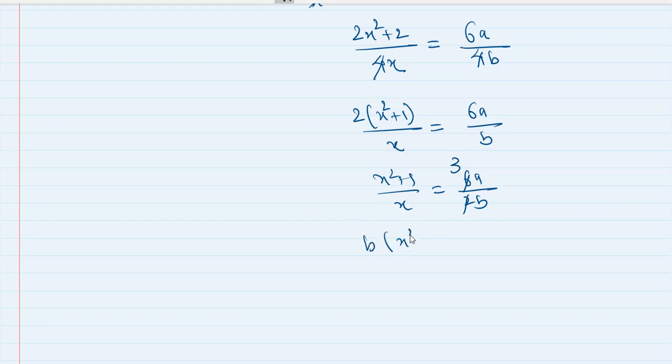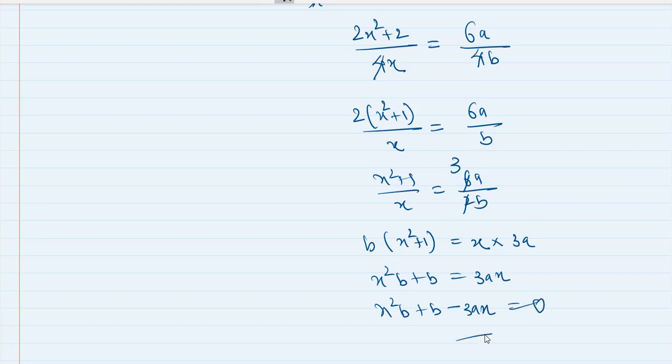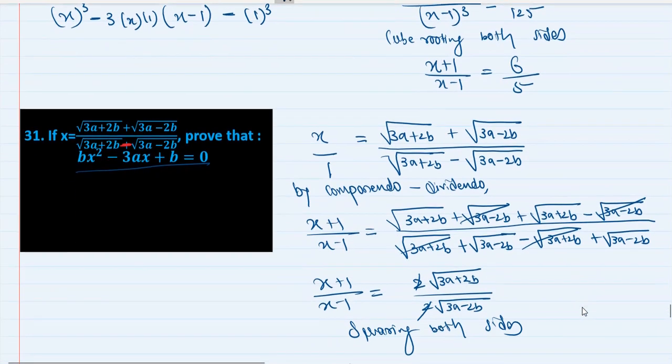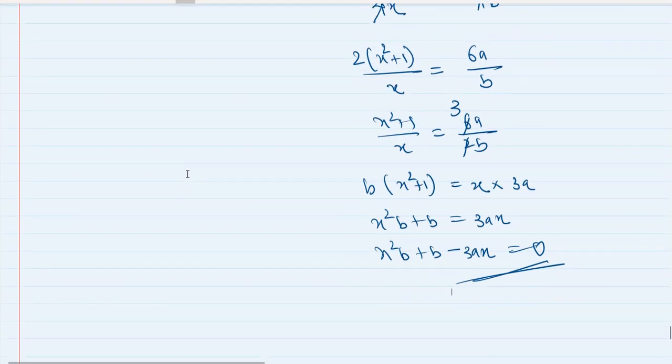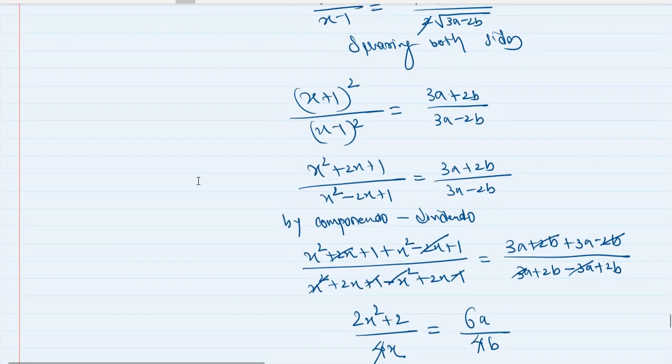Now cross multiply. So b bracket x square plus 1 is equal to x into 3a. So you get x square b plus b is equal to 3ax, or x square b plus b minus 3ax, if I am not wrong, is equal to 0. X square b plus b minus 3ax is equal to 0. bx square minus 3ax plus b, yeah, that's the same thing, is equal to 0.